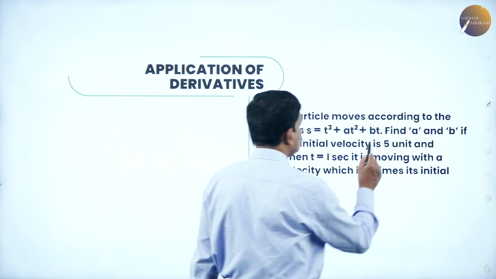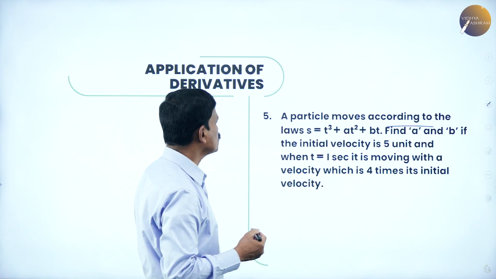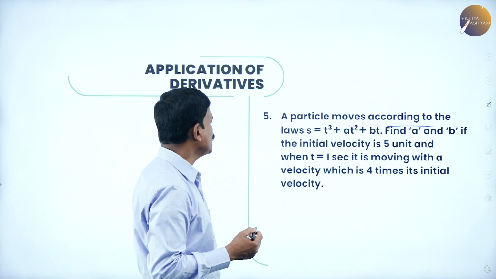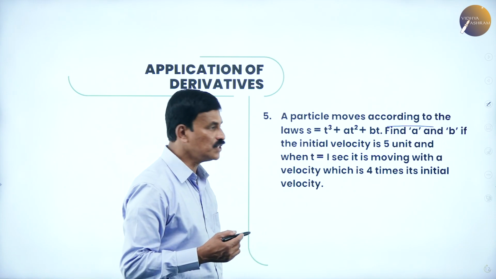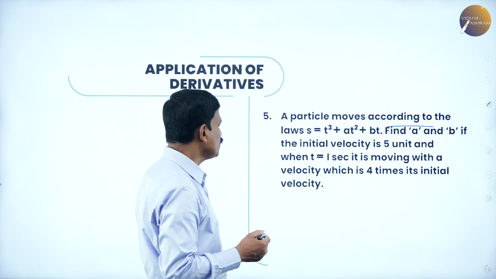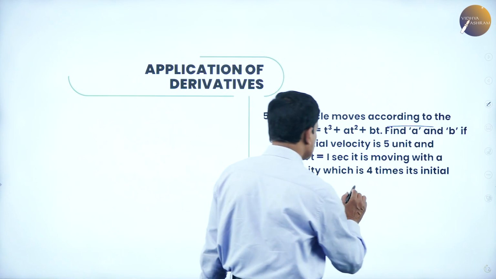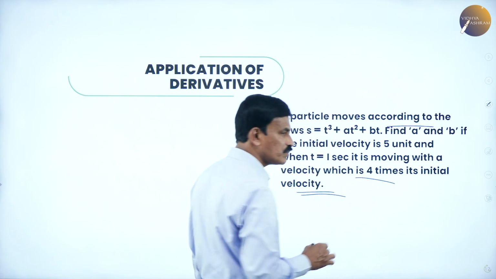A particle moves according to the law S is equal to t cube plus at square plus bt. Find a and b if the initial velocity is 5 units and when time t is equal to 1 second, it is moving with a velocity which is 4 times its initial velocity. This is a very important problem indeed.